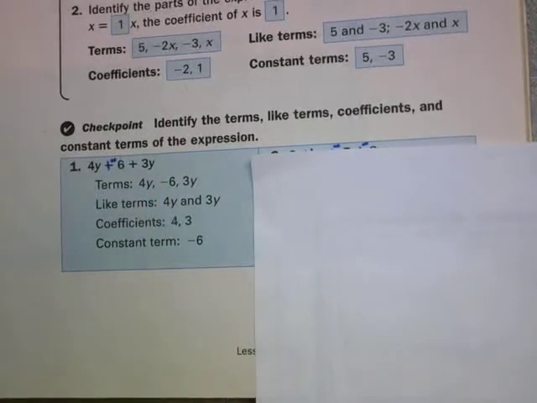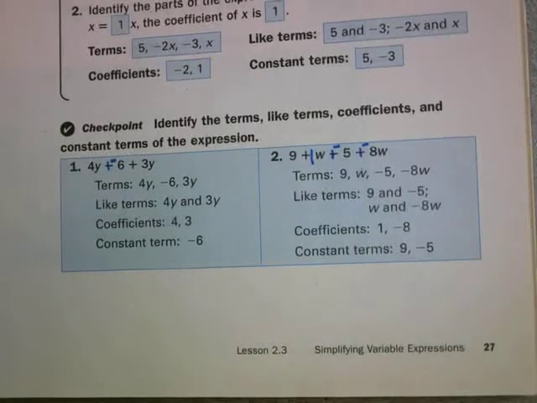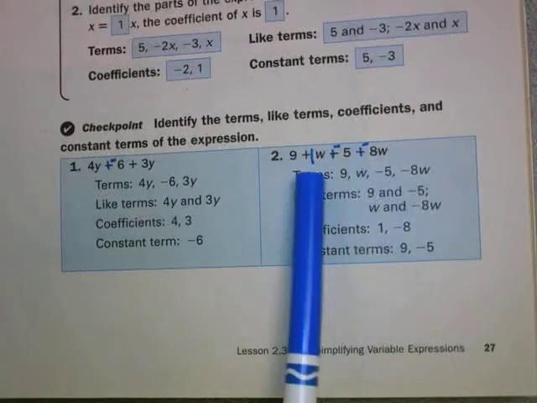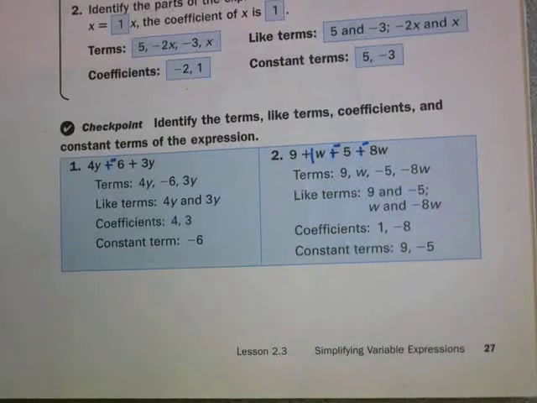There's only one pair of like terms because there's only one pair of y terms, so that's 4y and 3y. The coefficients are the numbers in front of the variables, 4 and 3, and the constant term, there's only one of them, it's negative 6. In this one, you're adding the opposites and also put a 1 in front of the W.